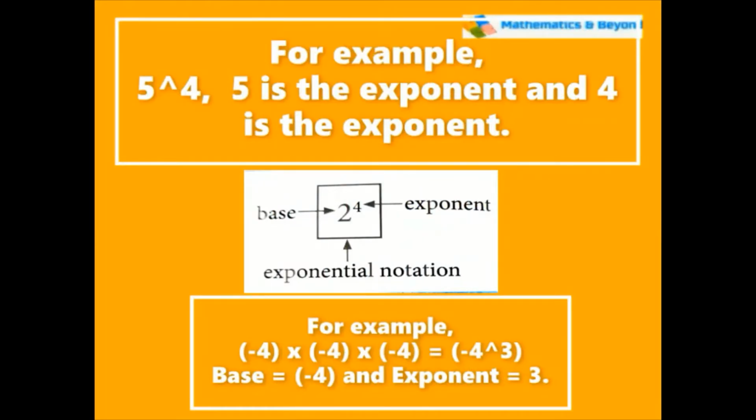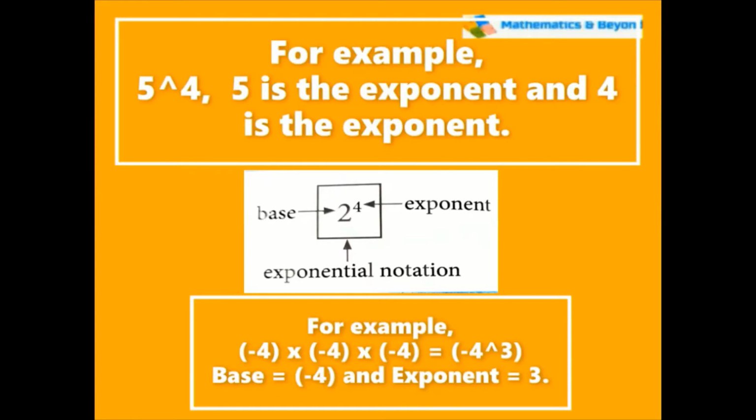Here also, as you can see in this image, the base is 2 and the exponent is 4, and this whole notation is known as exponential notation. Another example is minus 4 into minus 4 into minus 4, which is equal to minus 4 raised to the power 3, where the base is minus 4 and the exponent is 3.